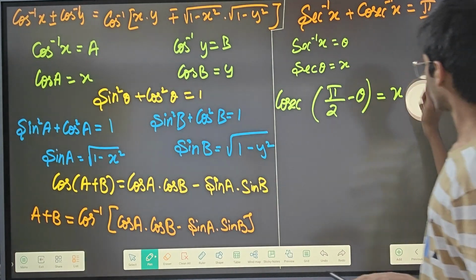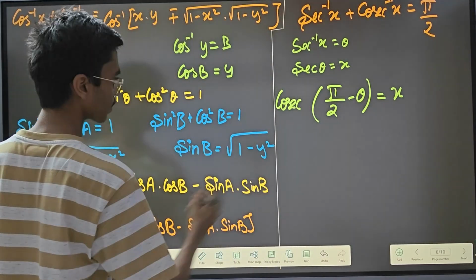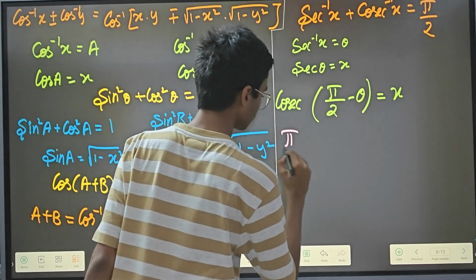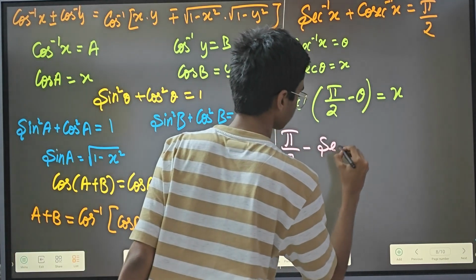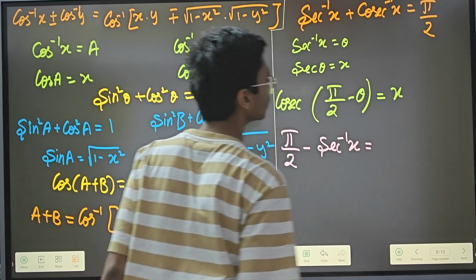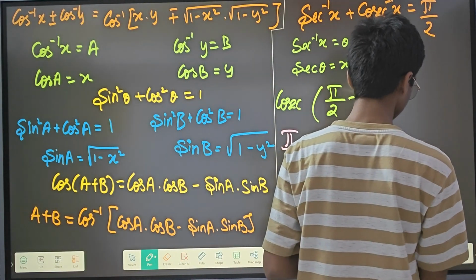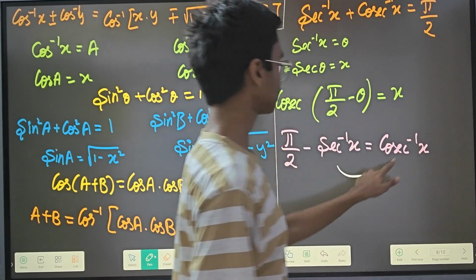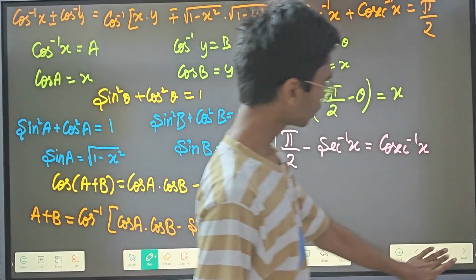Now we do what I told you. Here it will be pi by 2 minus theta. What is theta? It is sec inverse x. So sec inverse x is equal to cosec inverse x. Put this over this side, and then you'll be getting this formula only.